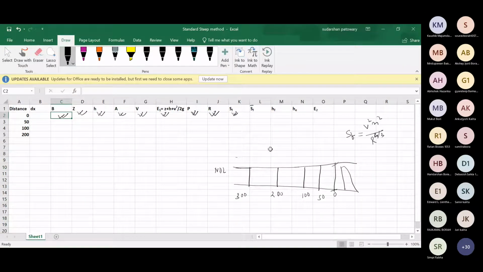Because from this energy calculation formula, you are always using SF bar, not SF. In the gradually varied flow equation, what is it equal to? dy by dx is equal to SB minus SF, over 1 minus Q square T by g A cube, isn't it? This is your gradually varied flow equation.